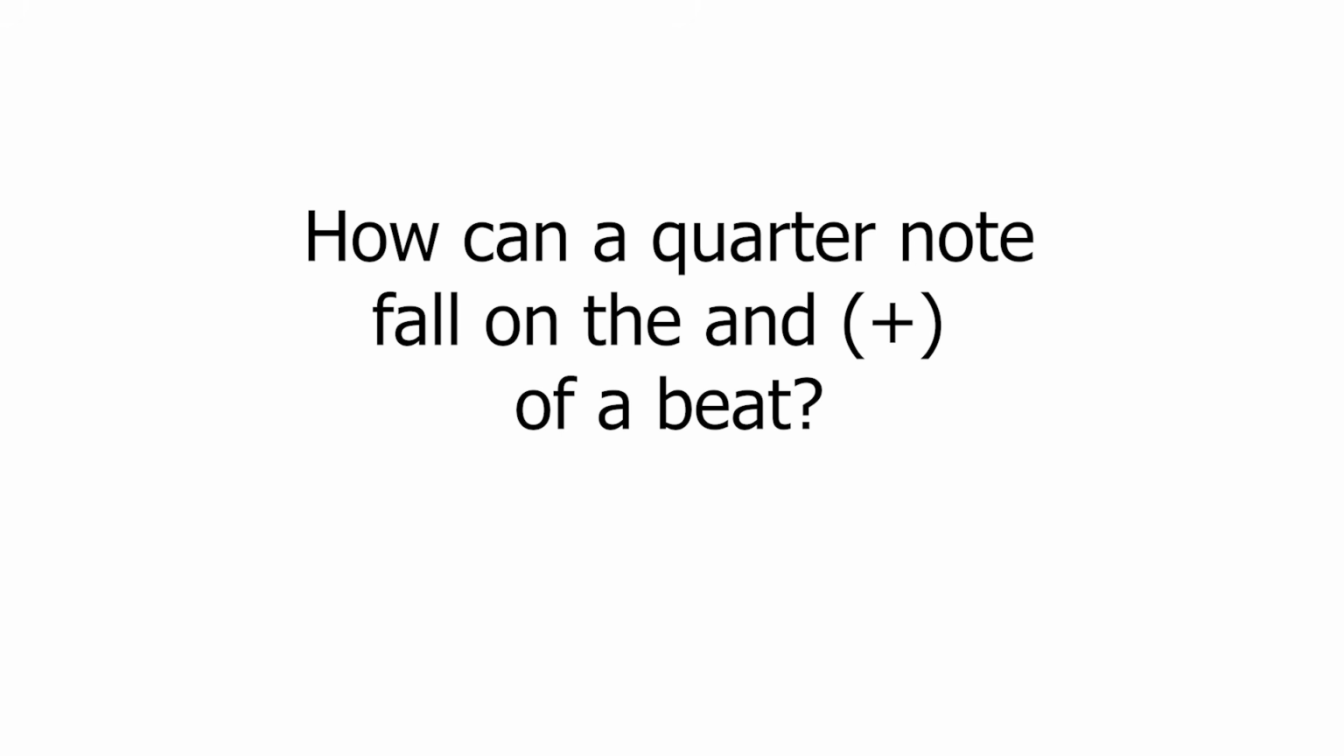Now it's time for frequent questions that I get from students all the time about counting. And this first question is a little odd, but I do want to answer it because I've gotten it more than once. The question is, how can a quarter note fall on the "and" of the beat, which is the second half, when a quarter note is supposed to take up an entire beat? So we did cover this a little bit, but let's tackle it.